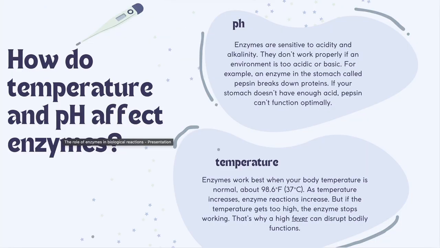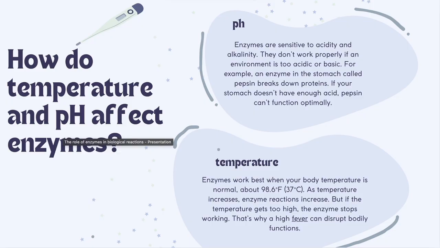How do pH levels and temperature affect the enzyme? The pH. Enzymes are sensitive to acidity and alkalinity, and they don't work properly in an environment that's too acid or too basic. For example, an enzyme in the stomach called pepsin breaks down protein. If your stomach doesn't have enough acid, pepsin can't function optimally.